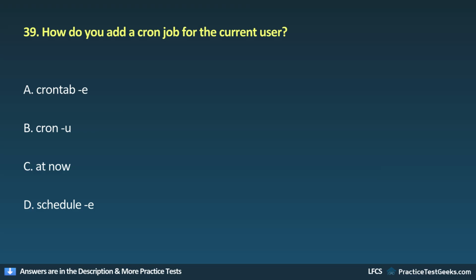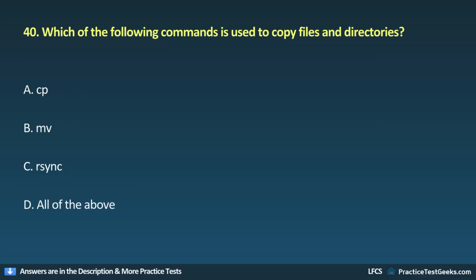A. crontab -e. B. crontab -u. D. schedule. 40. Which of the following commands is used to copy files and directories? A. cp.